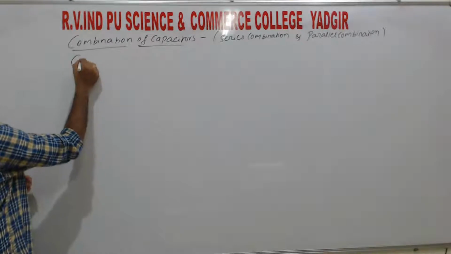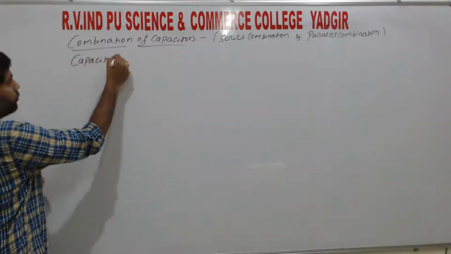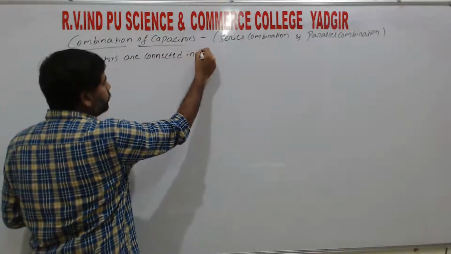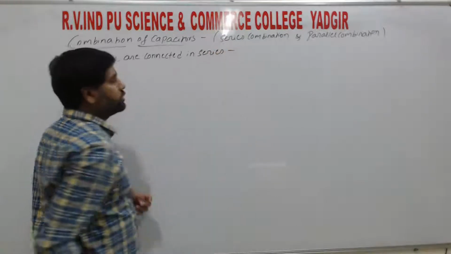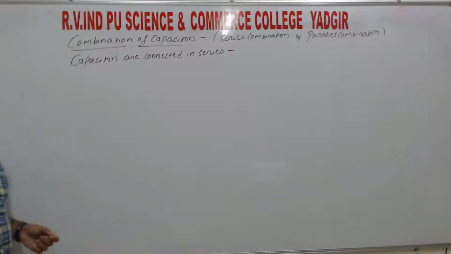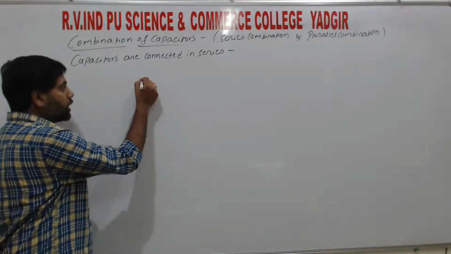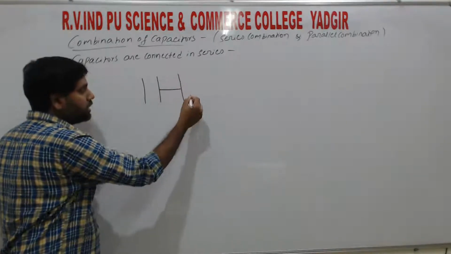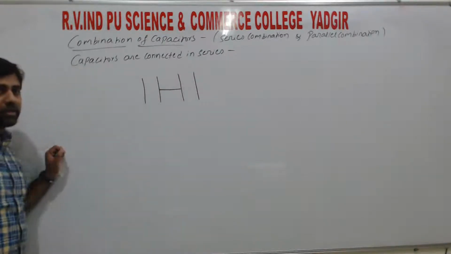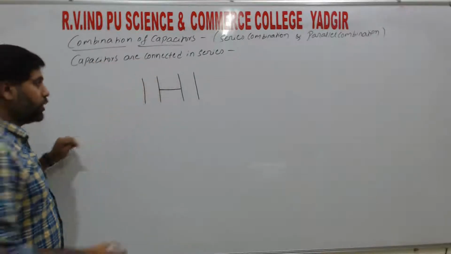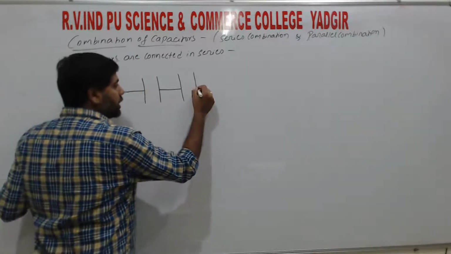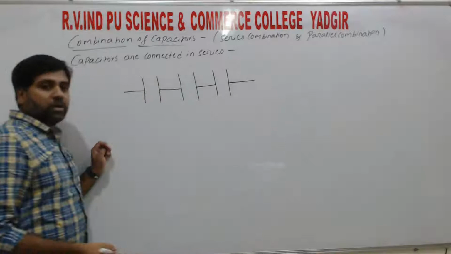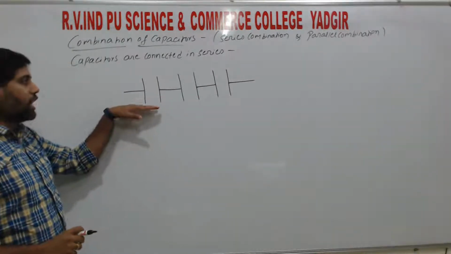Capacitors are connected in series, right? So when two or more capacitors are connected end to end, then that combination we call a series combination, right? That means one end of the capacitor is connected to the other end of the next capacitor. So that one we call a series combination.